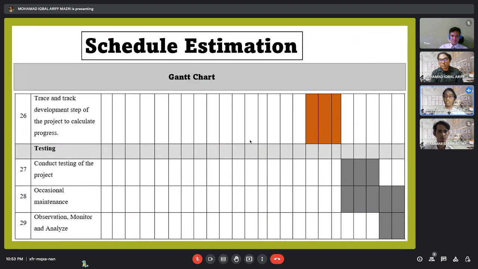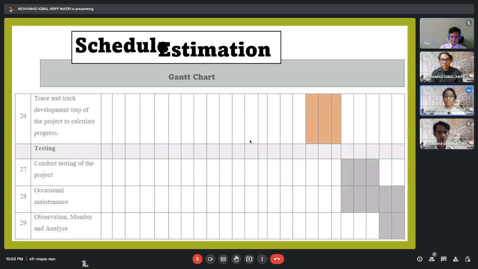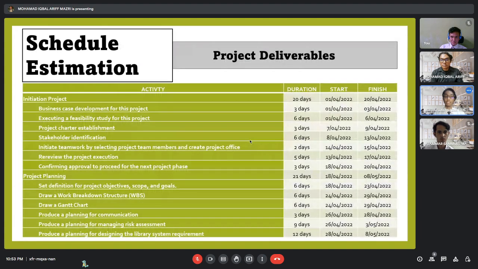So at the last month, for our 4 months of operation, we are going to do the testing. We are going to conduct testing of the project, do occasional maintenance, and observe, monitor, and analyze our system. Okay, this is our timeline of the schedule estimation in more detail in the duration, as explained earlier.